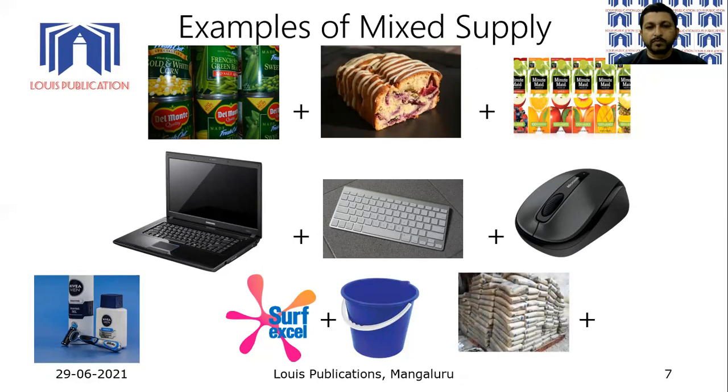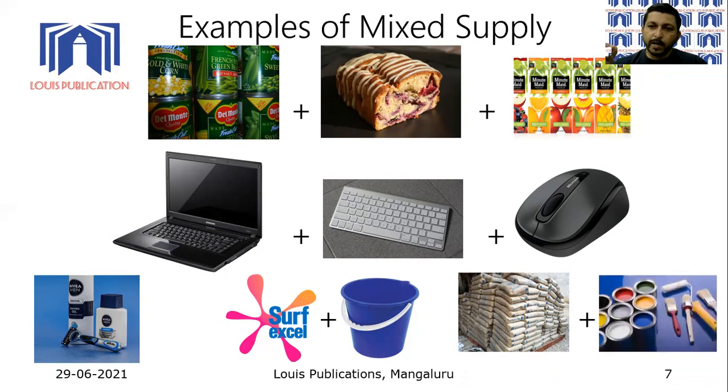Then we have an example of cement and paint. If a particular supplier is dealing in both the items, remember business vertical, different GSTIN. So cement he will register under one GSTIN, paint under another GSTIN, probably within the same state itself. In that case, the combination of cement and paint supplied at one single price becomes an example of mixed supply, because these are not naturally bundled.